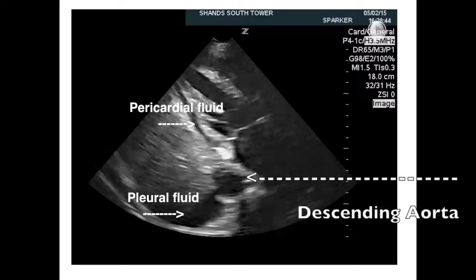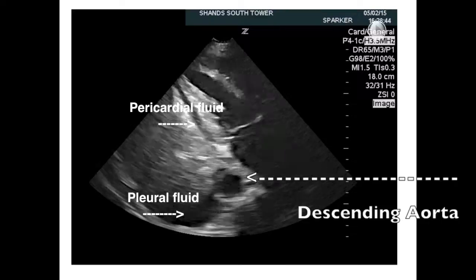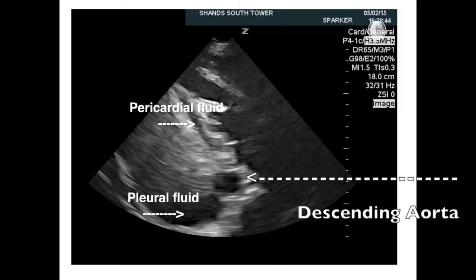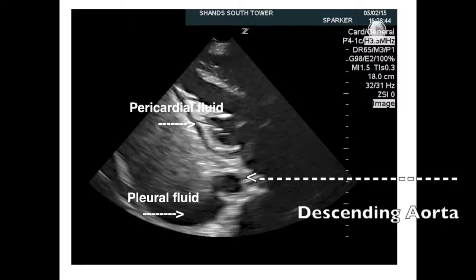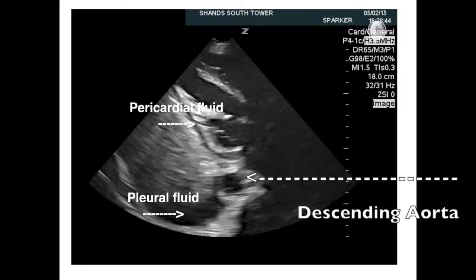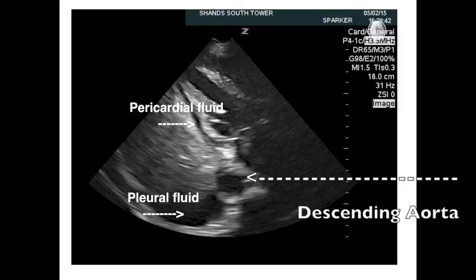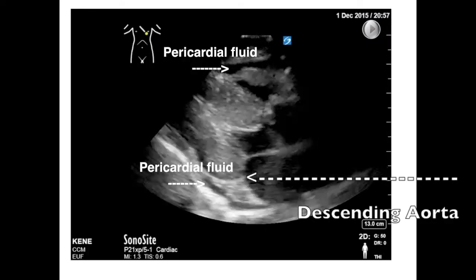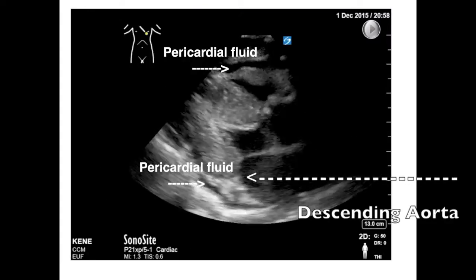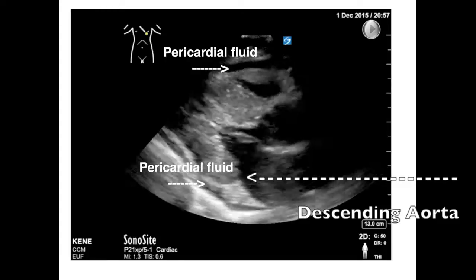Typically, pericardial fluid goes anterior to the descending aorta, and pleural fluid goes posterior to the descending aorta. Here's another slide showing a parasternal long view with pericardial fluid.